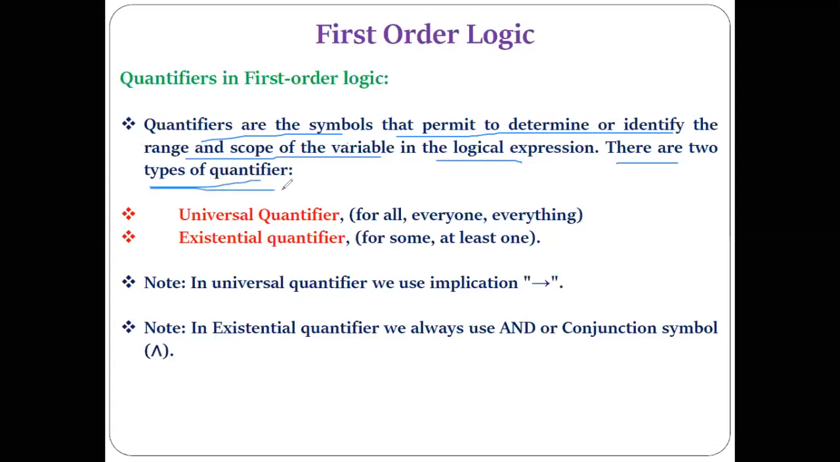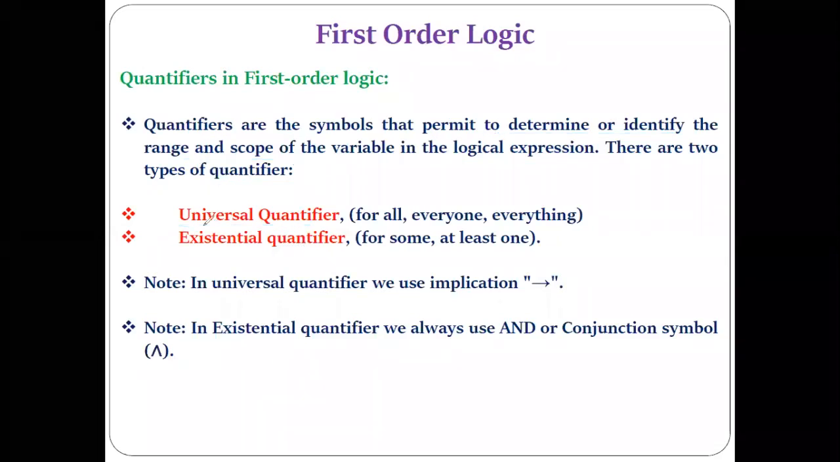Now, there are mainly two types of quantifiers, as I told you previously. Universal quantifier: what is its symbol? What is the symbol of the universal quantifier and the existential quantifier? The inverted A is the symbol of the universal quantifier. And the existential quantifier has a symbol that is the reverse of E, like this.